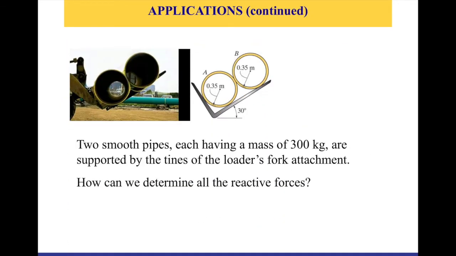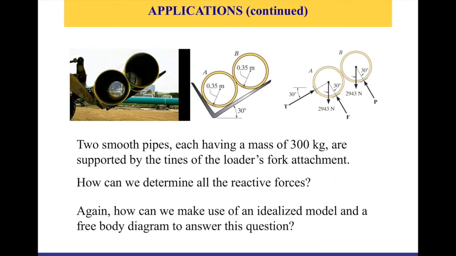Another application: we have these two smooth pipes, each having a mass of 300 kilograms, and they are supported by the tines of a loader or fork attachment. So this is another real life application. How can we determine all the reactive forces? And again, we're going to talk about the reactive forces, and they are supposed to prevent translation and rotation. We will discuss this in more detail, but I'm just showing you the application. Here you can make use of the idealized model, which is again the picture in the middle, and a free body diagram to answer this question. We will learn how we can replace all these surfaces of contact in this picture with reactive forces T, F, and P as a whole system. This is something we're going to be learning in this chapter and the videos that follow.